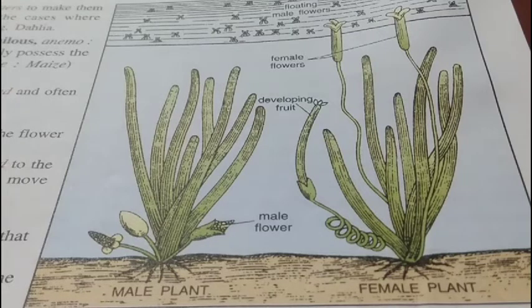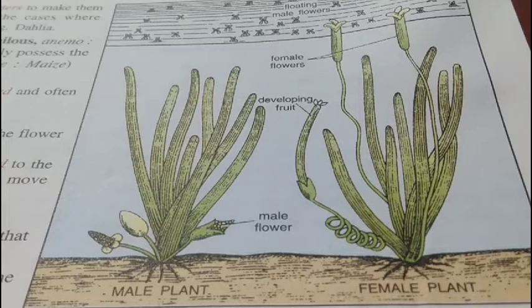Similarly, the pollination which is carried out by insects is termed as entomophily, where entomo is derived from insects, and phily means affinity. So such type of pollination, where pollination is brought about by insects, is termed as entomophily or insect pollinated flowers.